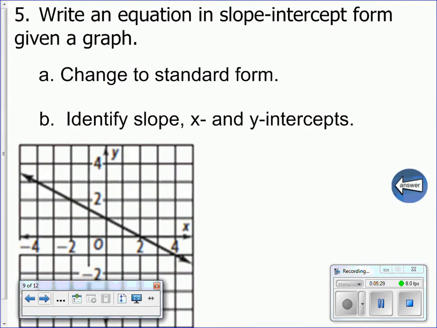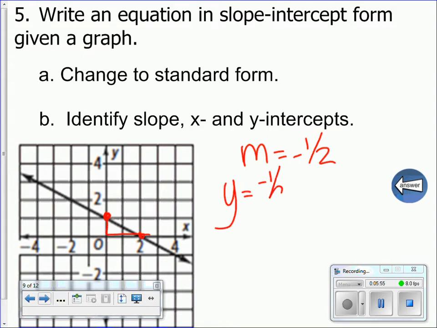Write an equation in slope-intercept form given the graph, change it to standard, and then identify. Okay, so my slope-intercept from the graph, the first thing I'm going to need to know is my slope. So if I start here, and I go here, this is going to be down 1, right 2. So my slope is negative 1/2. So if I write it in slope-intercept form, I say y equals negative 1/2 x, and then here's my intercept of plus 1.